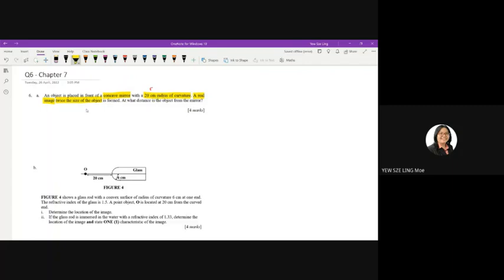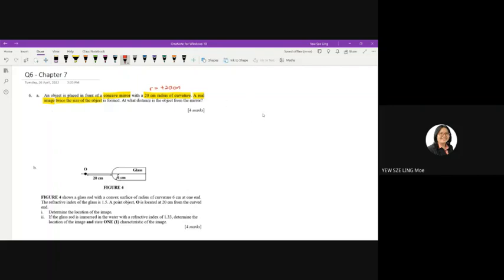How do I know whether this R is positive or negative? Well, the question gives you the first keyword: concave mirror. When it comes to a concave mirror, R is a positive value. So your R is equal to positive 20 cm. The second keyword is real image.